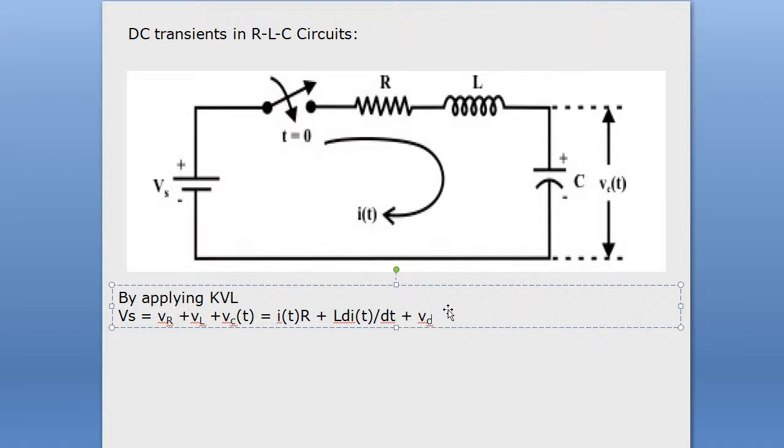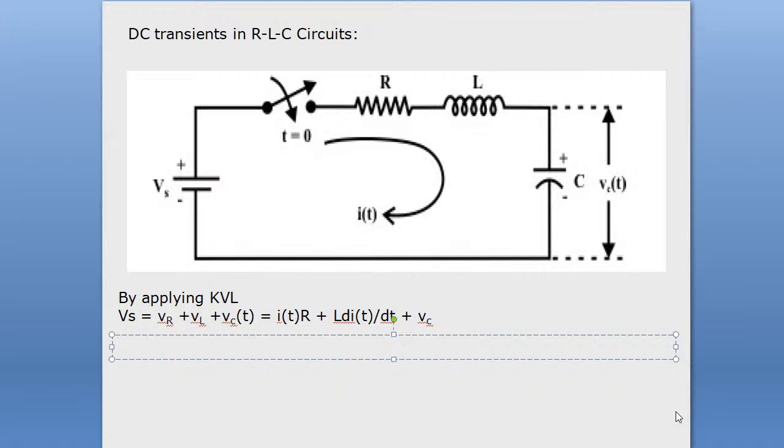Now our next task is to find out the homogeneous differential equation. I mean, we need to compute the transient response for this circuit. So first we will make it into the standard form of a second order differential equation.